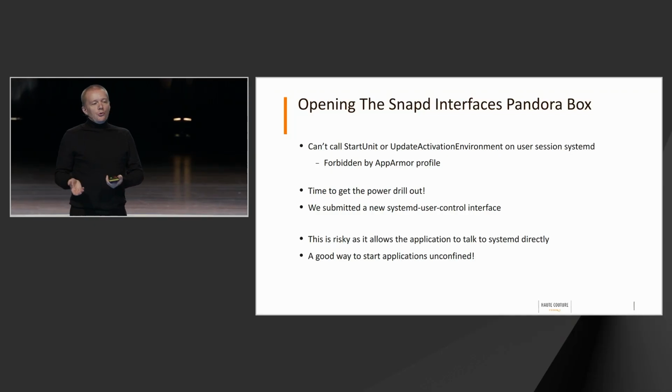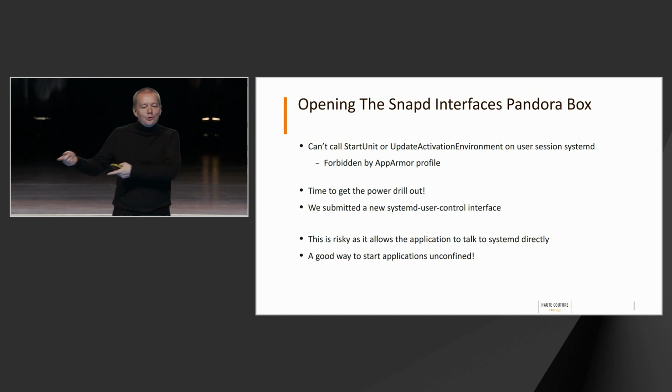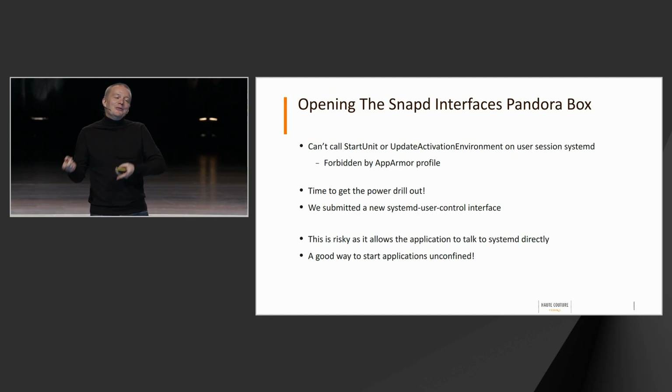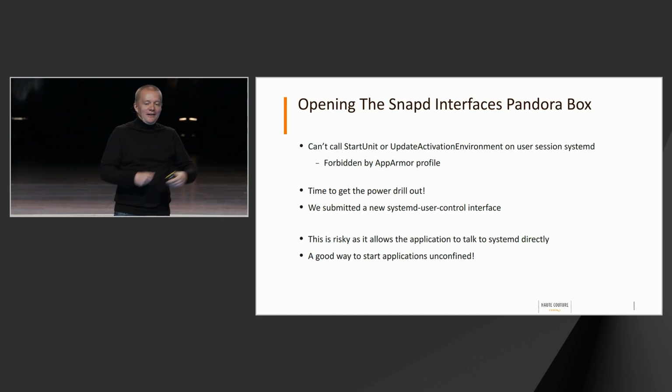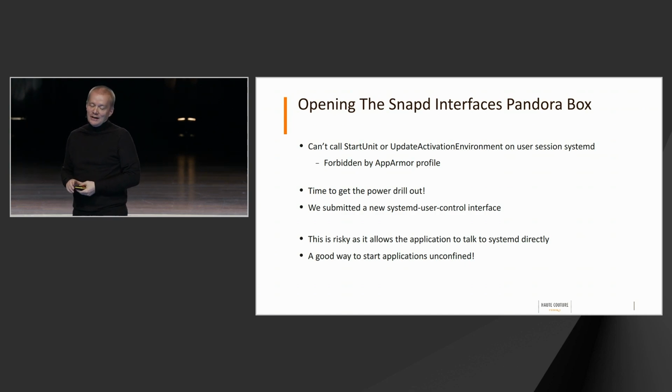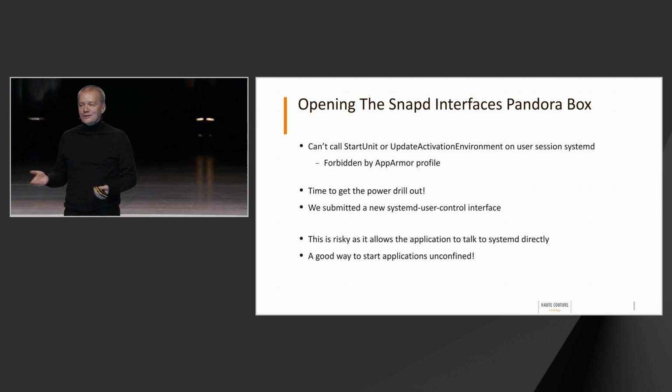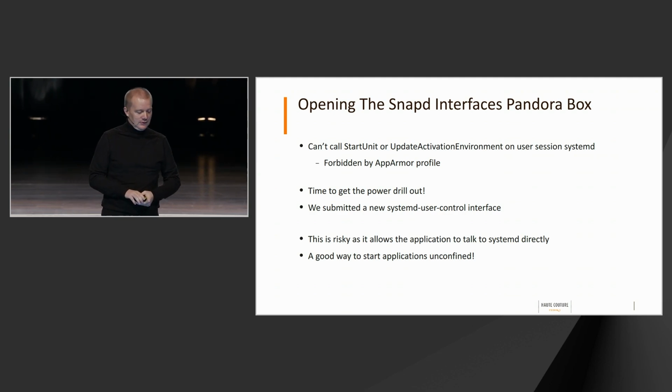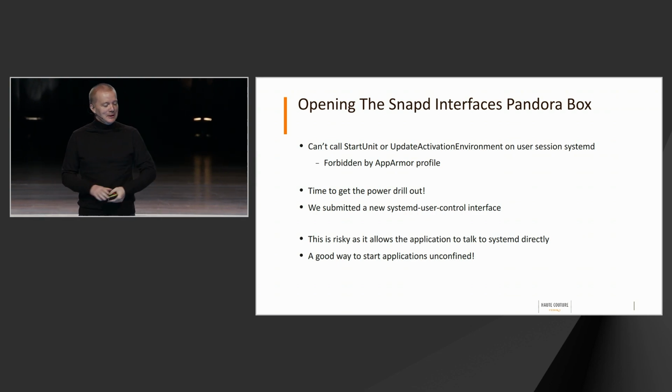That was fine. But we knew that as soon as we would want to start the confinement again, that wouldn't work because we need to talk to systemd, right? To say, fire up that target. Or we need to talk to systemd to say, yeah, change the activation environment for me. And obviously, by default, snapd forbids all of this. So when the security is too tight, what do you do? You take the power drill out and you start poking holes, right?